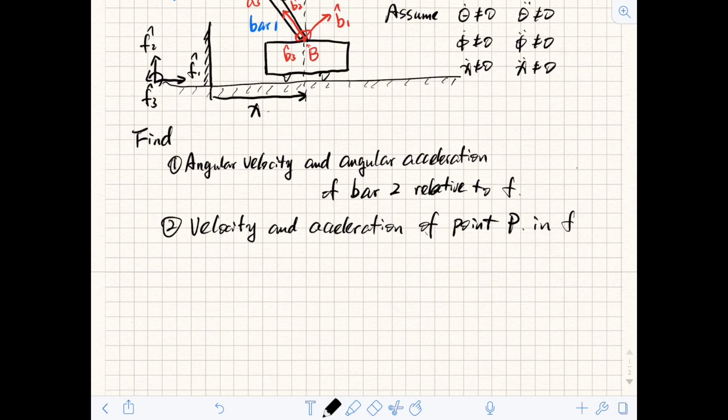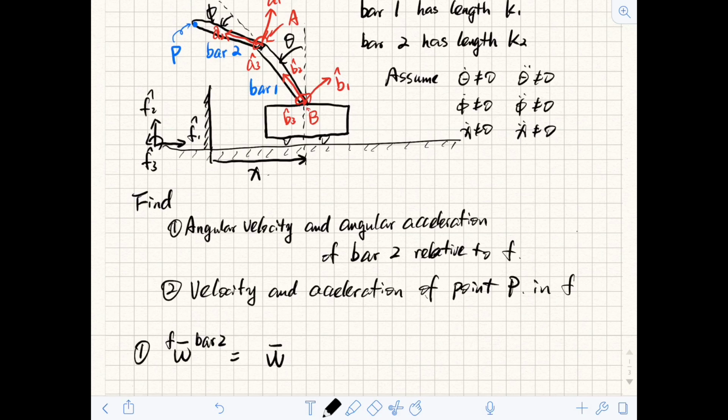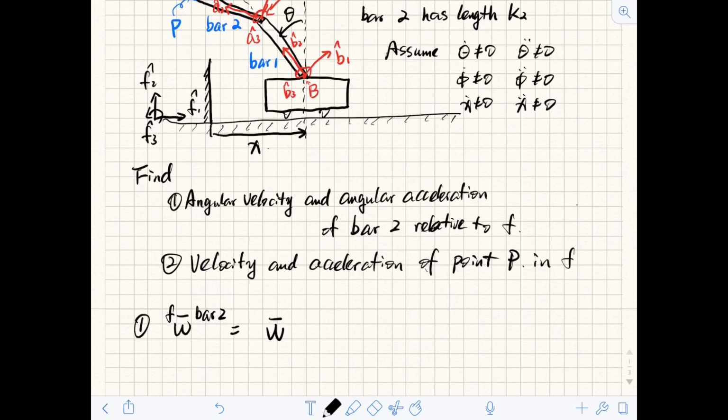So for part 1, to find the angular velocity of bar 2 in the F frame, we know that the motion of a rigid body, or bar 2, is equivalent to the motion of the reference frame that's fixed to the rigid body. So we can say the angular velocity of bar 2 in the F frame is equal to the angular velocity of A in F. And we can decompose that into two simple rotations: the angular velocity of B in F plus the angular velocity of A in B.